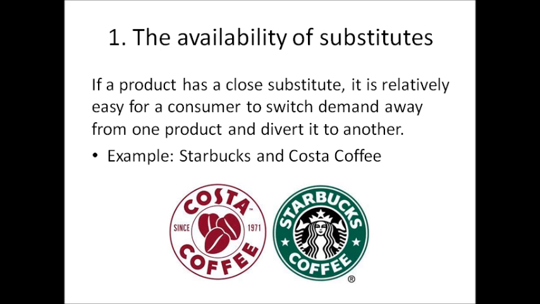Here is a list of the determinants of PED. Number 1, the availability of substitutes. If a product has a close substitute, it is relatively easy for a consumer to switch demand away from one product and divert it to another. Example, Starbucks and Costa coffee.